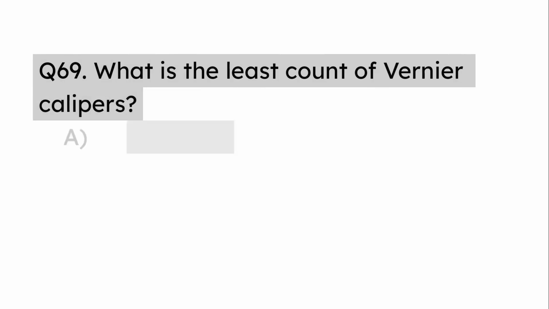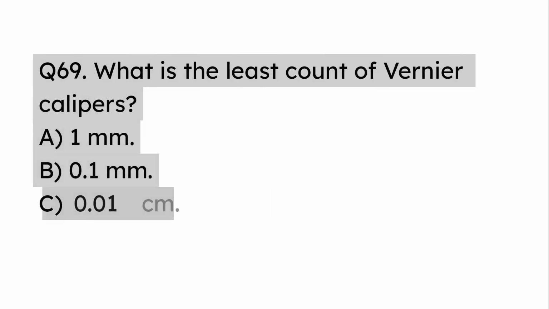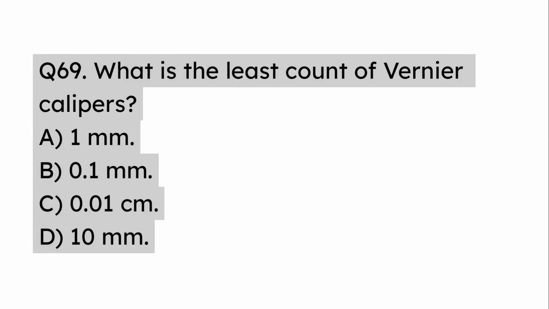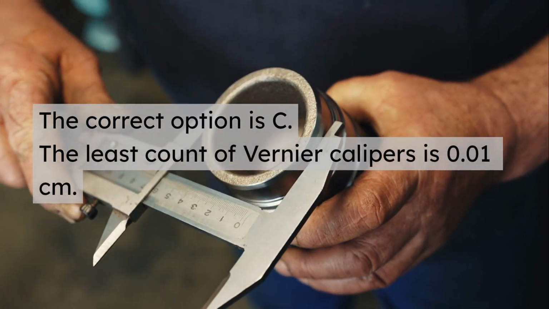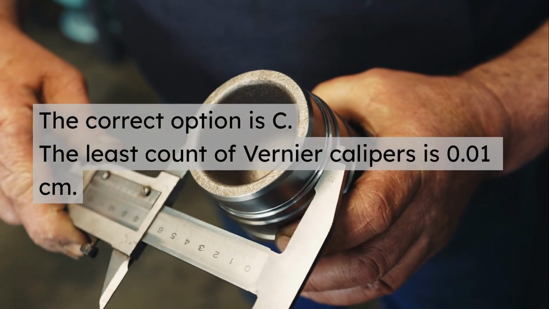Q69. What is the least count of vernier calipers? A. 1 mm. B. 0.1 mm. C. 0.01 centimeters. D. 10 millimeters. The correct option is C. The least count of vernier calipers is 0.01 centimeters.